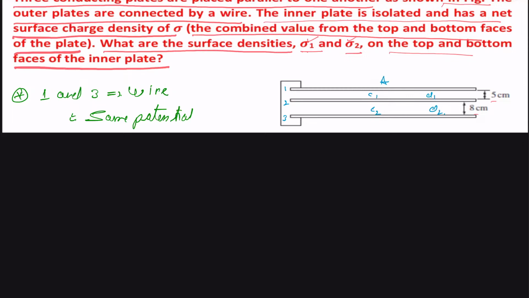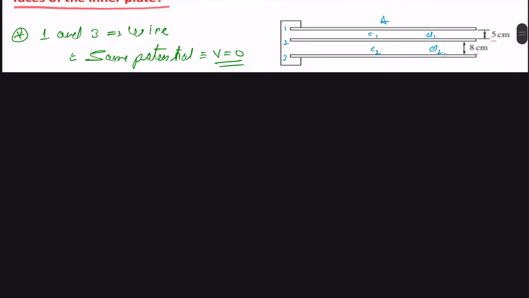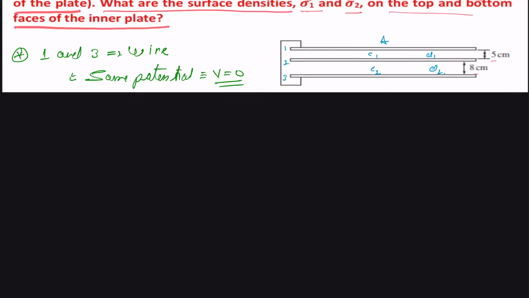And let's call that same potential, that is our V, and let us take that value equal to 0. Okay. And plate number 2 is our isolated plate. So this plate number 2 is our isolated, and it is given that this plate number 2 is having a total surface charge density as our sigma.